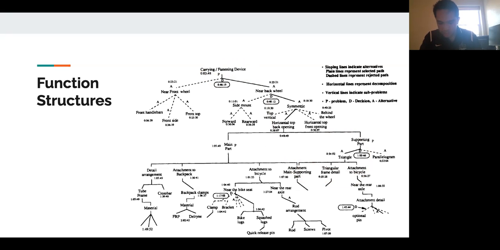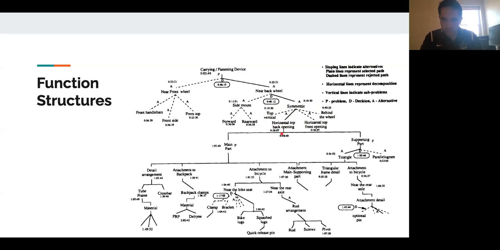The dashed lines represent a rejected path and a plain line represents the selected path. Between these two alternatives, we chose the near back wheel for the carrying fastening device. Out of the alternatives, a side mount or symmetric, we chose the symmetric route. Then we had to arrange how we're going to open it or fix it to the frame, through a top vertical or horizontal top back opening, and we chose a horizontal top back opening.